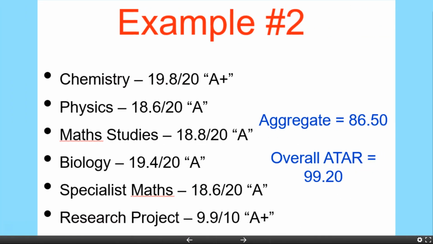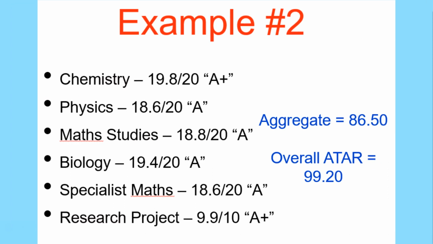This student here has done chemistry, physics, math studies, biology, specialist maths, and research projects. So they've actually done 5 Year 12 subjects plus their research project. You can see their grades that they've got here. Okay, and you can see that there's a little bit of difference between the A's again.